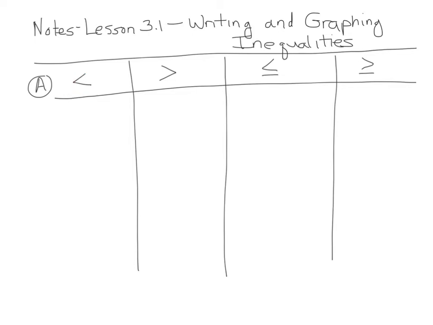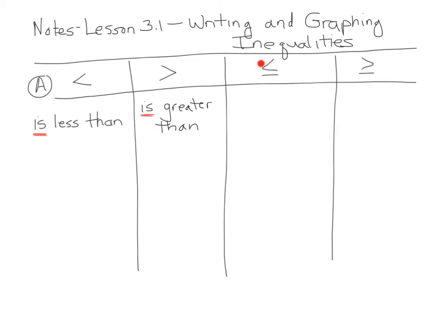So the first symbol can be translated with the words is less than. And you do need is, not just less than. You need to say is less than for this symbol. So let's underline the word is because it's an important part of it. You can probably guess that the next symbol, since it's facing the opposite direction as the first one, instead of being is less than, is going to be is greater than. And again, very important that you include the word is.